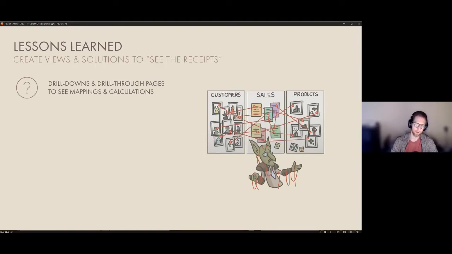So these drill downs and drill through pages to see mappings and calculations can be very valuable. The tooltips on cards can also increase transparency to show what's behind the numbers. This is particularly useful if we've created a new metric for a new project, or if there's a metric where there's a lot of contention in the user community, where people don't agree.